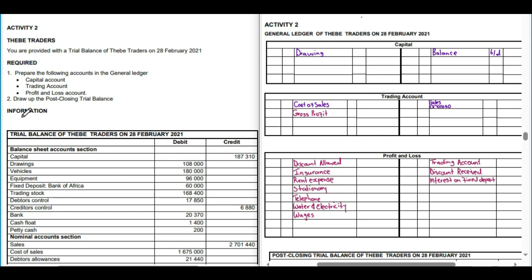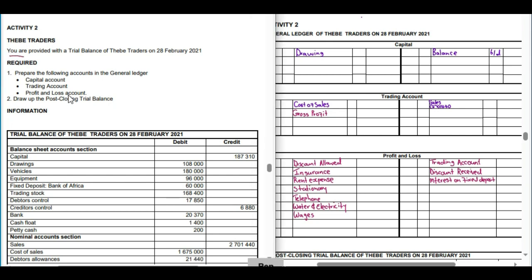So guys, again another bang for activity 2: capital account, trading account, as well as profit and loss. So let's begin.